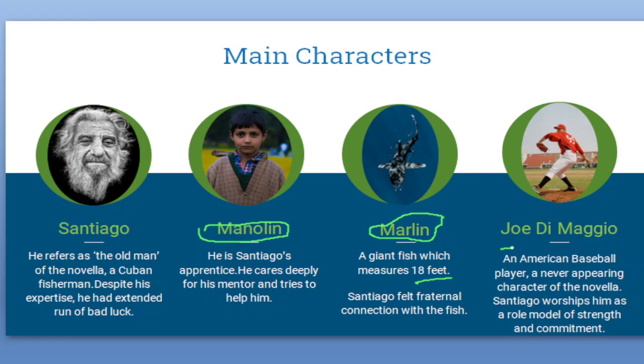Right. The fourth character is Joe DiMaggio. Joe DiMaggio is an American baseball player. He doesn't appear in this novella. He was the strength of Santiago and Manolin. This is the common thing which Santiago and Manolin share. They both actually regard him so much for his strength and commitment.